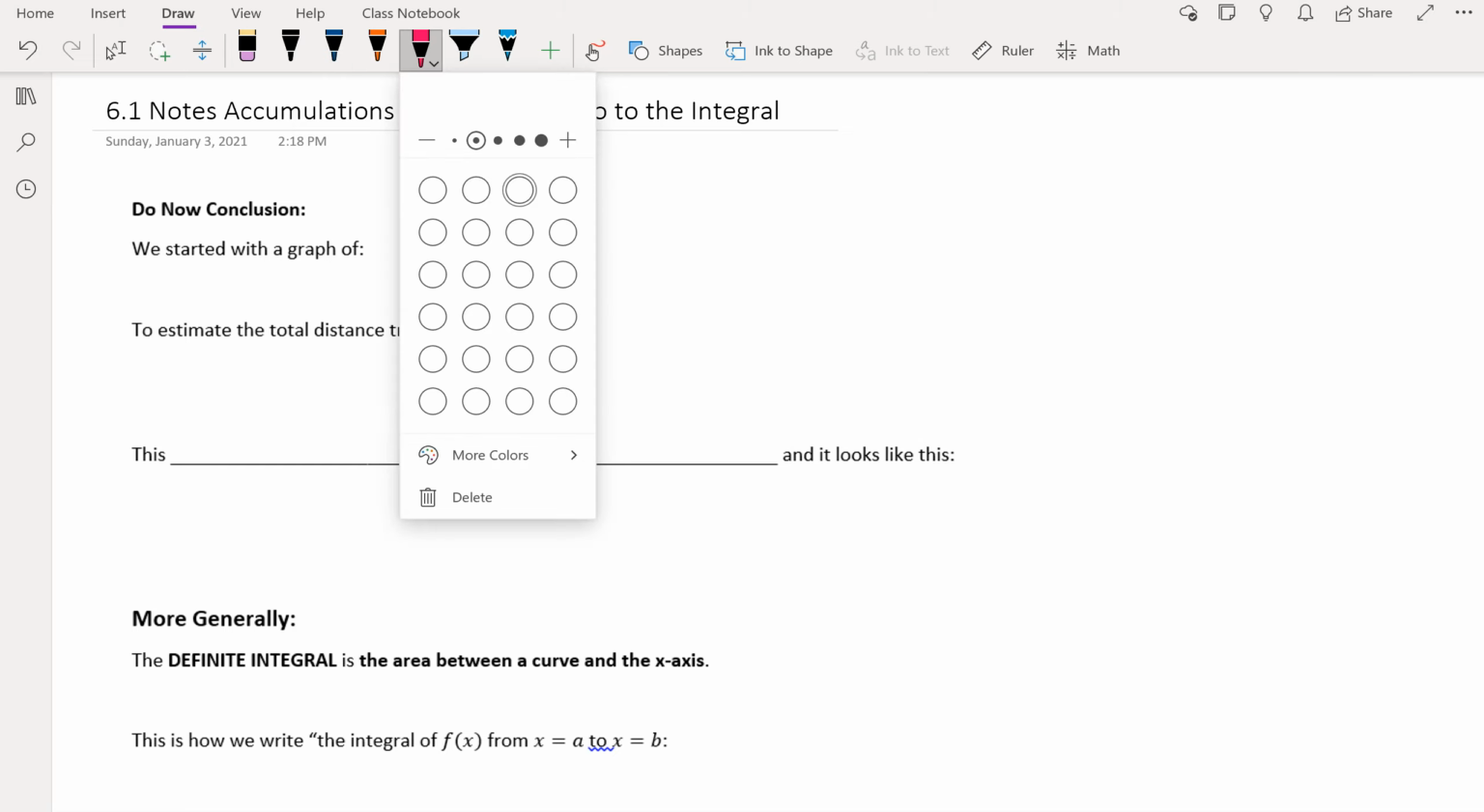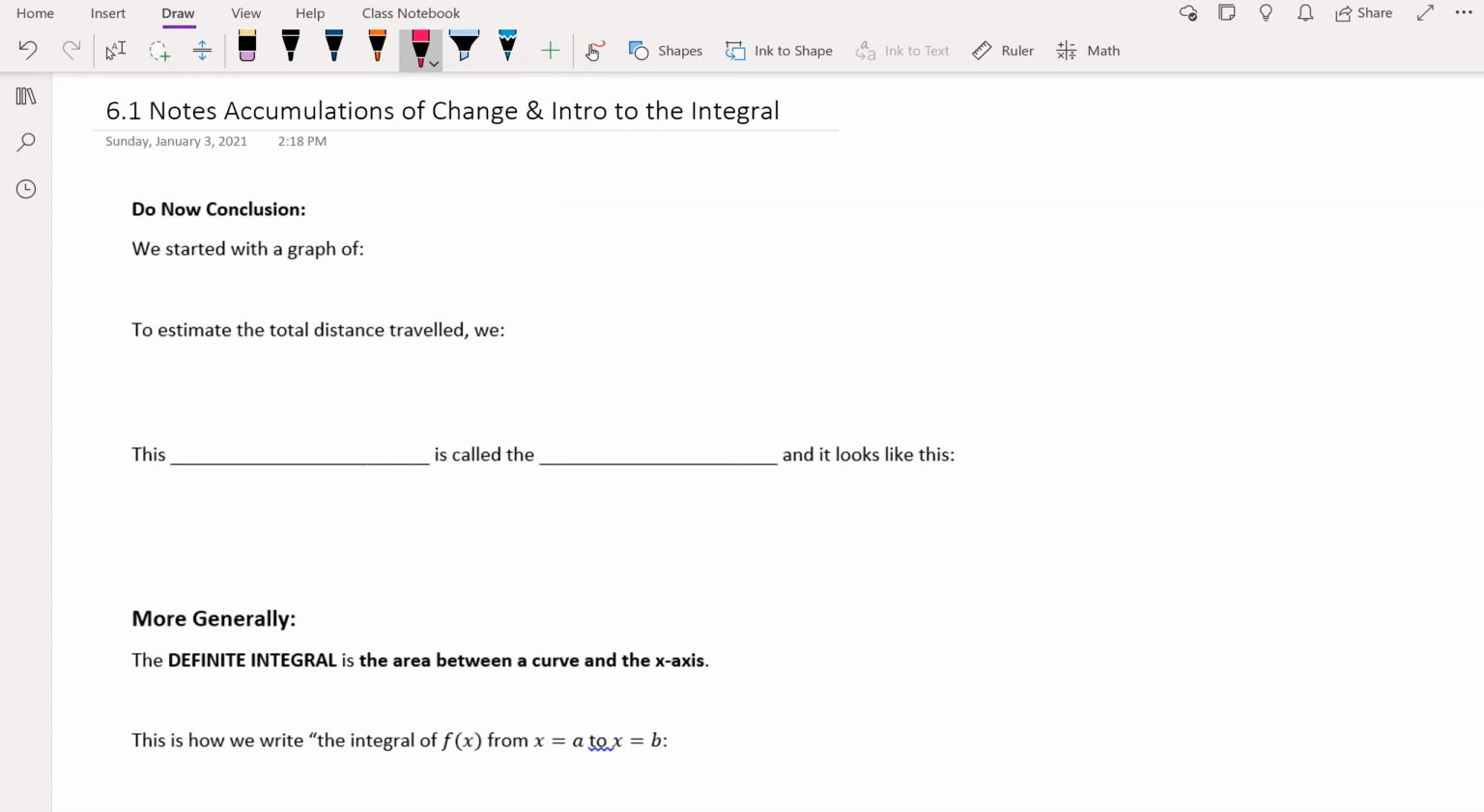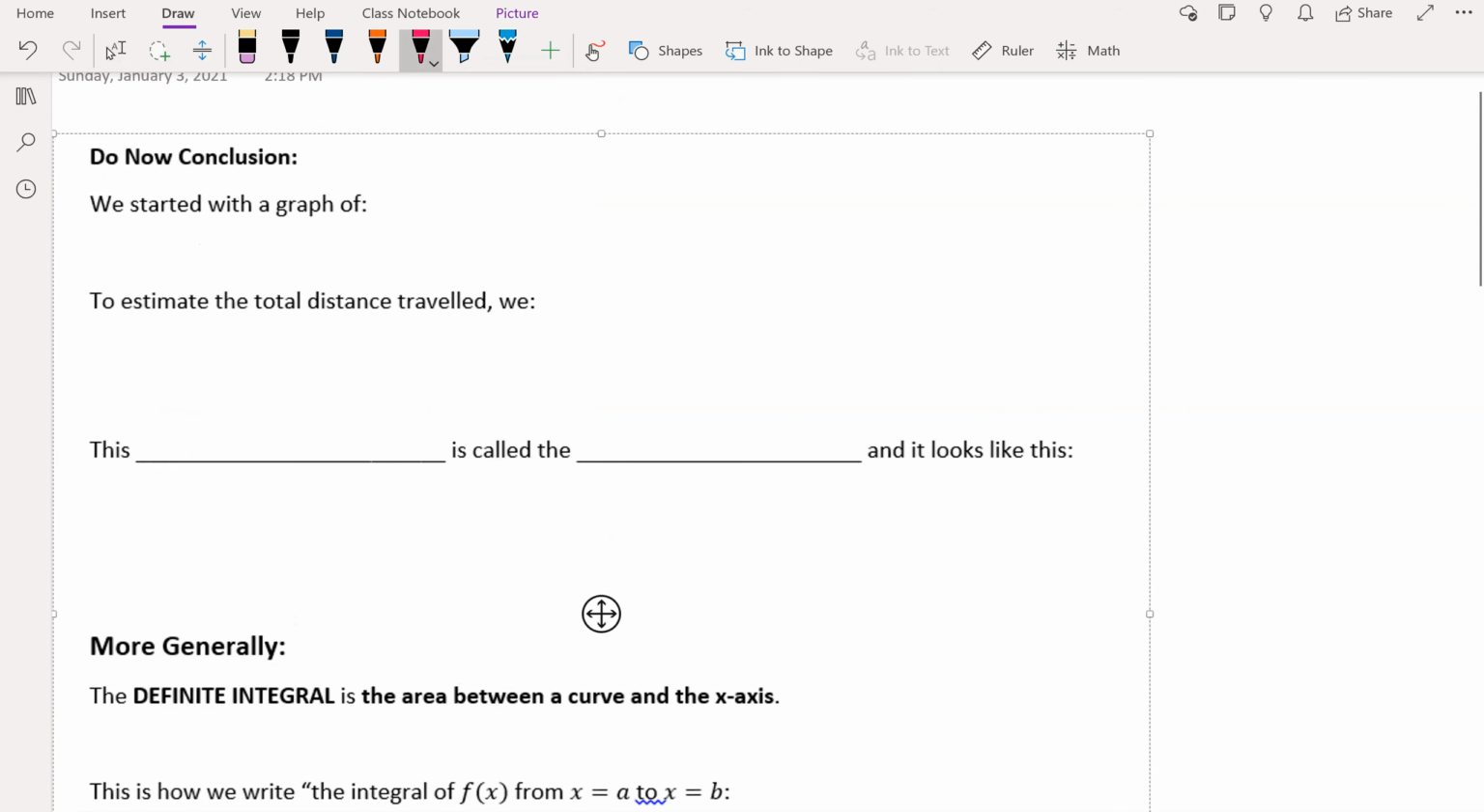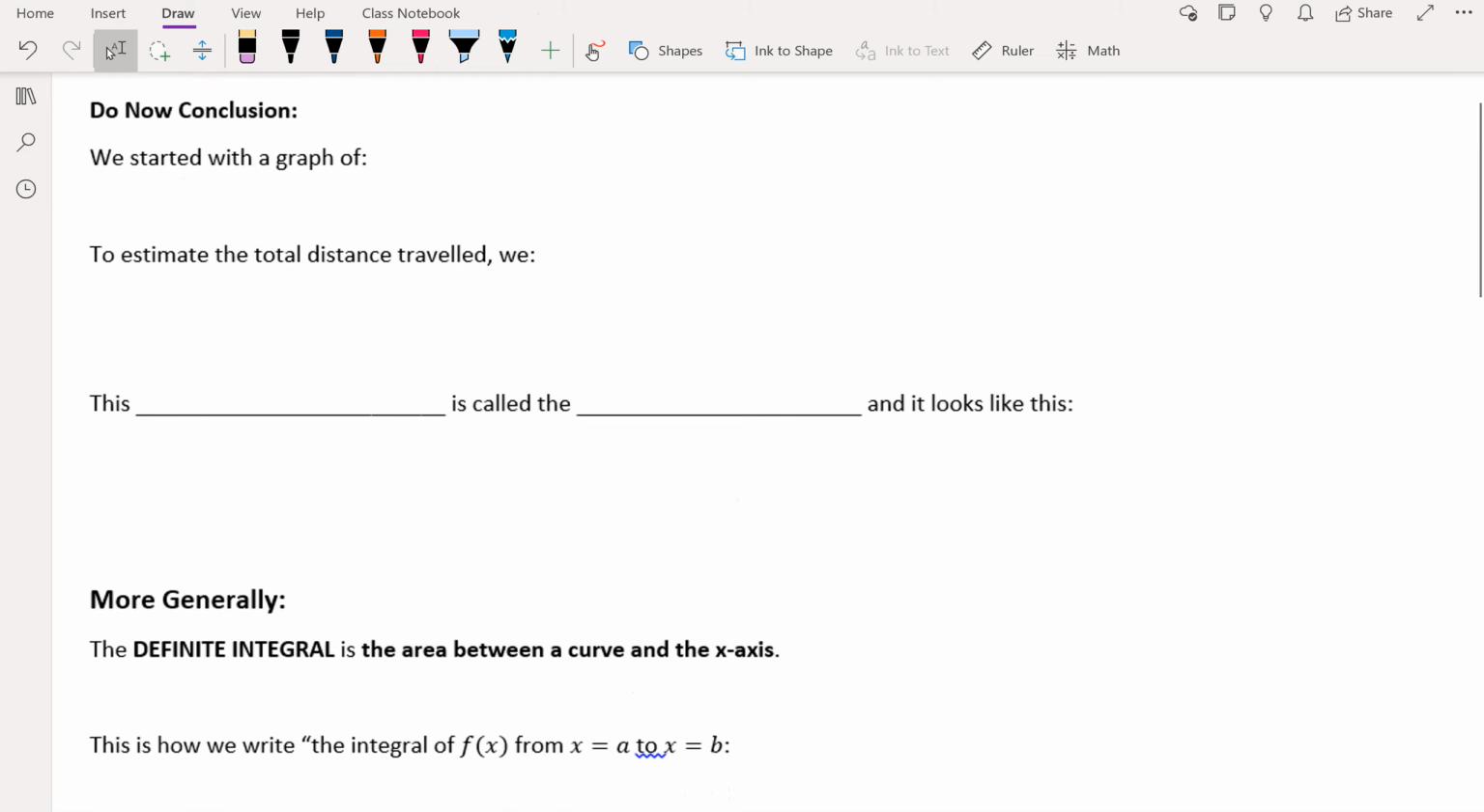As you're writing the title down, I'm just going to write some things down from our do now to kind of get started. So in the do now, we started with a graph of my velocity, and we called this graph v of t. And then the velocity units that we used were miles per minute. All right, so that's what we started with in the do now.